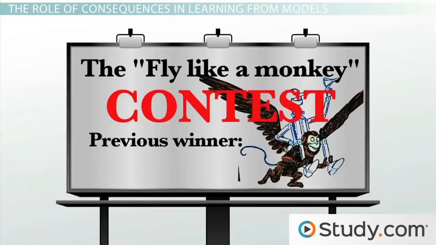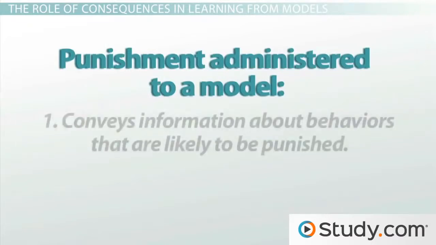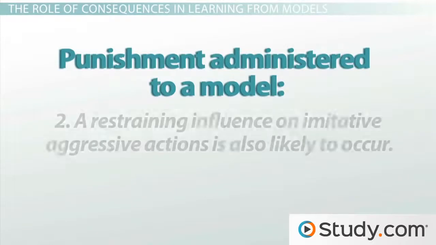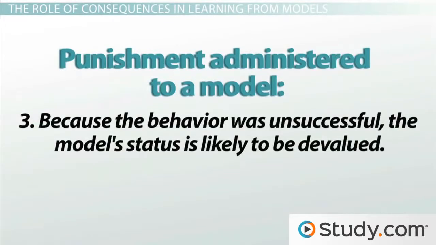Like vicarious reinforcement, punishment administered to a model tends to convey three primary effects. First, the outcome conveys information about behaviors that are likely to be punished and are therefore inappropriate. Second, a restraining influence on imitative aggressive action is also likely to occur. Third, because the behavior was unsuccessful, the model's status is likely to be devalued.